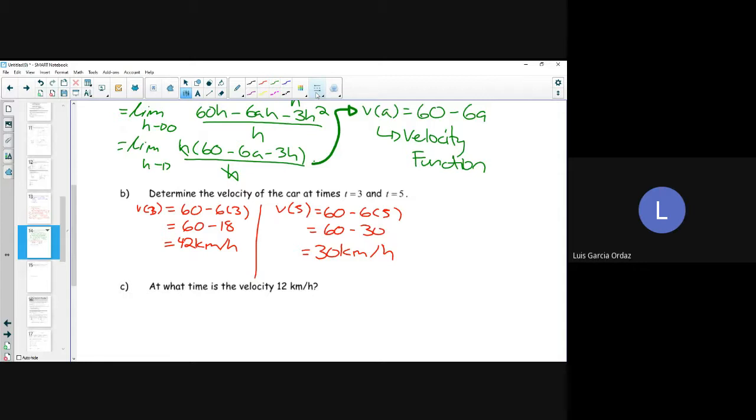So if you guys notice, as the time increases, what is actually happening to the velocity of the car, given the 2 times that we have here? Is the car getting faster or slower? It is slowing down. Okay.